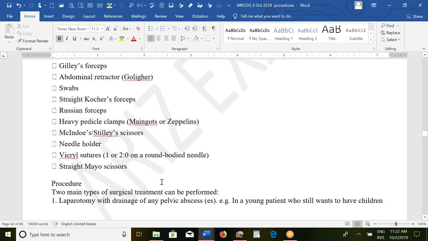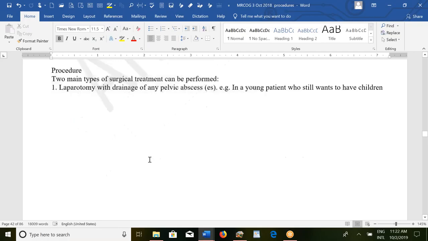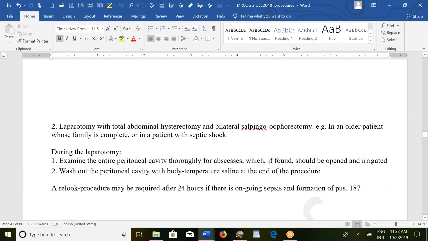The straight needle we are using only for the skin. Then straight Mayo scissors. Regarding procedure, two main types of surgical treatments can be performed. First is laparotomy with drainage of any pelvic abscess, for example, in a young patient who still wants to have children.